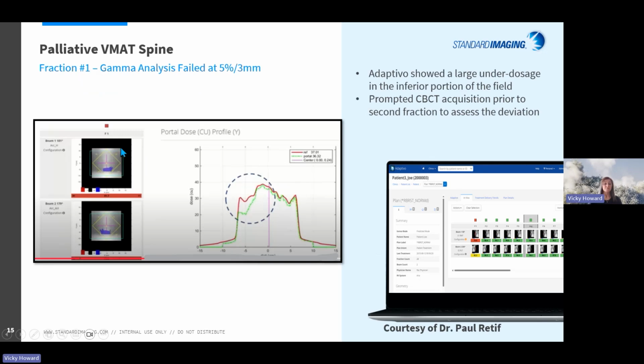Now, for fraction 1, we had a failure for both arcs. And as you can see, it failed at 5%, 3 millimeters. And as you can see here from a profile through one of the gamma analyses going along the Y direction, there is an underdose in the lower part of the field, in the inferior portion of the field. So what this did is it prompted a CBCT acquisition request before the second fraction, just to really assess the root cause of this deviation.